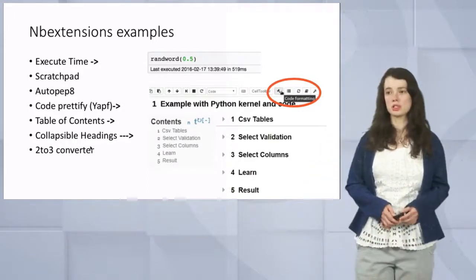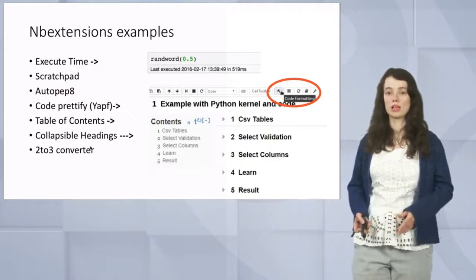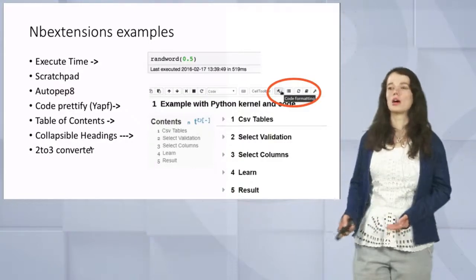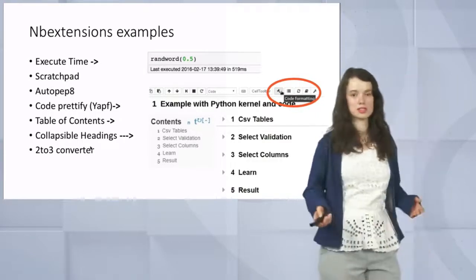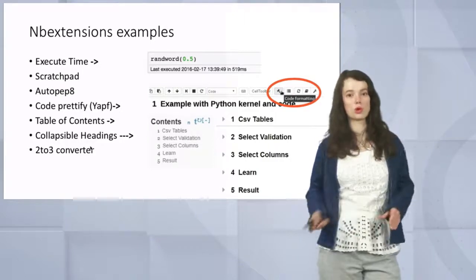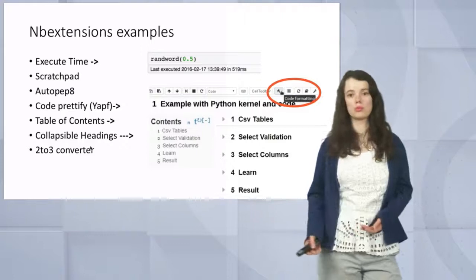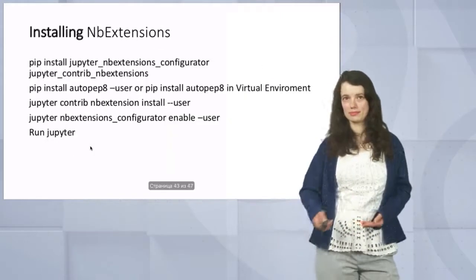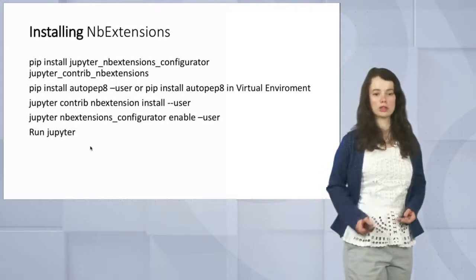Table of contents is nice for big notebooks, but it's not very easy to use, so maybe you should avoid it. 2to3 converter stands for converting your code from Python 2.7 to Python 3 versions. On the slide, you can find the instructions on how to install it.